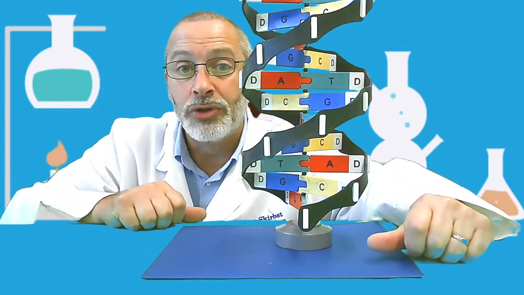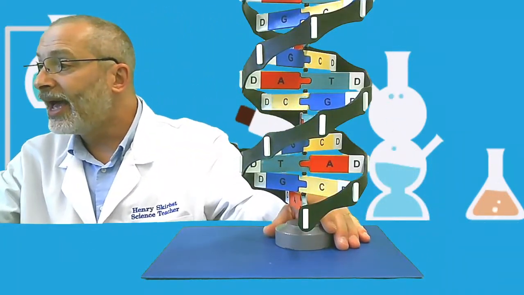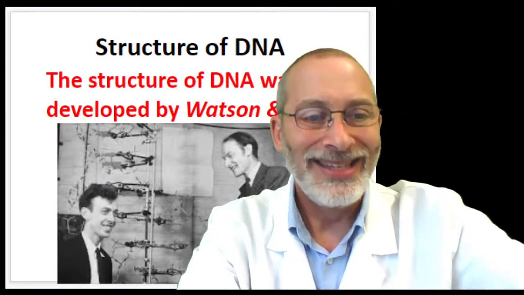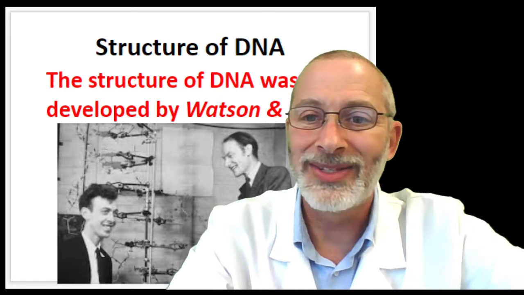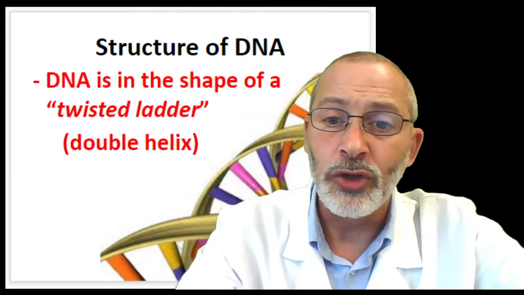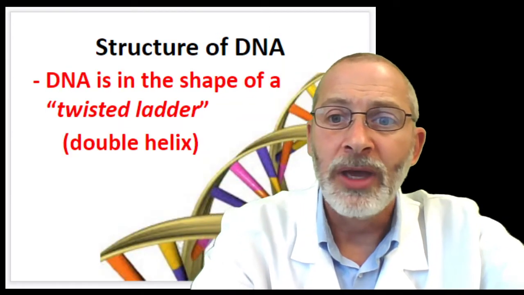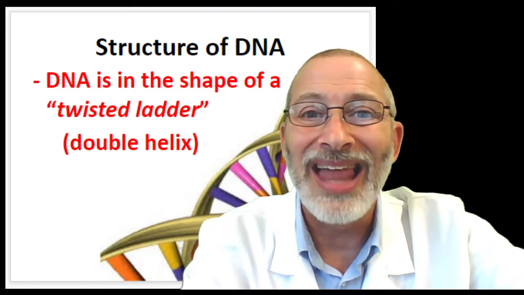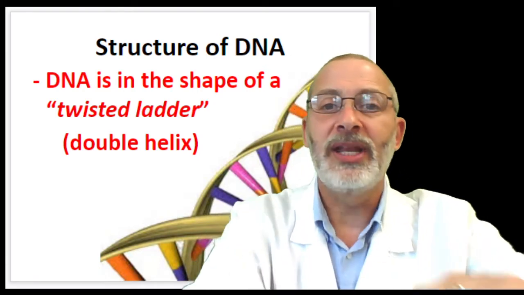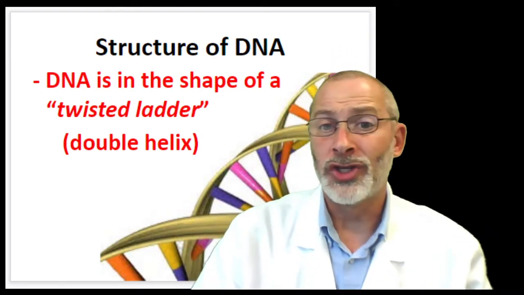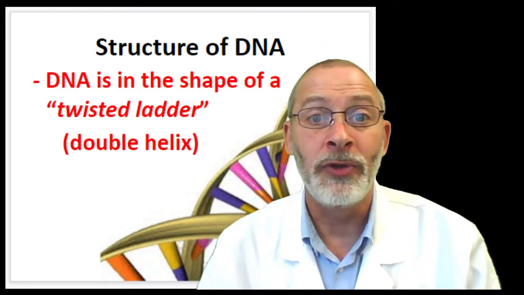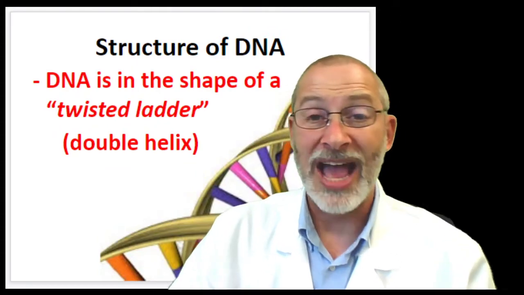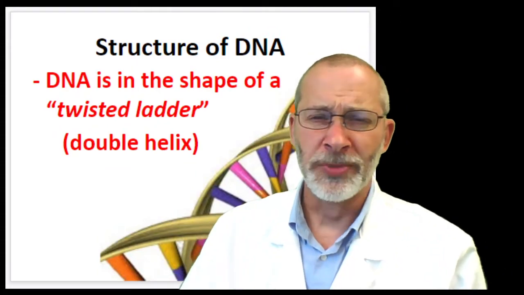So let's head back to our notes for just a moment. And as we continue in our notes regarding the structure of DNA developed by Watson and Crick, you may have noticed that the shape of DNA is kind of like a twisted ladder. And this twisted ladder, or a spiral staircase, maybe some of you have actually been up or down a spiral staircase. If you've ever been up the Statue of Liberty, excuse me.